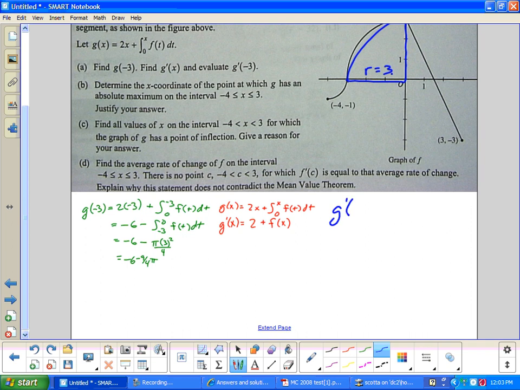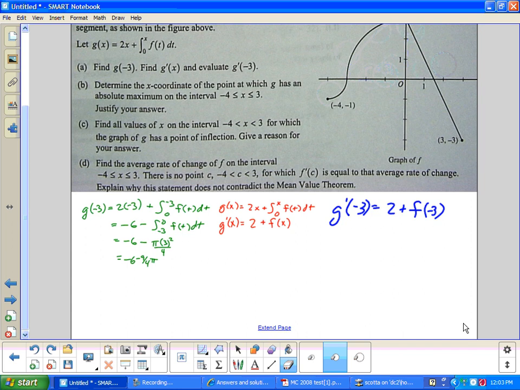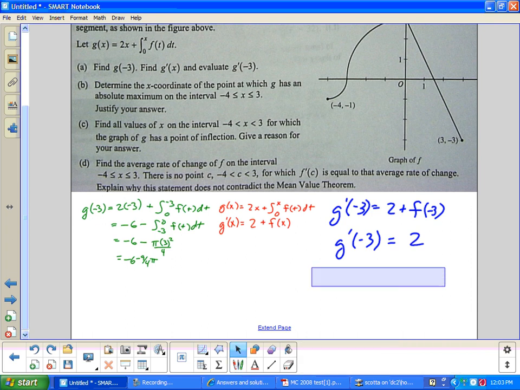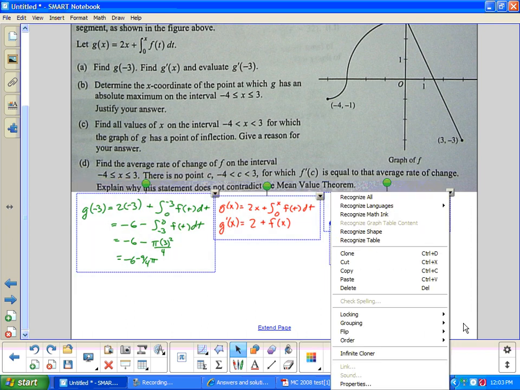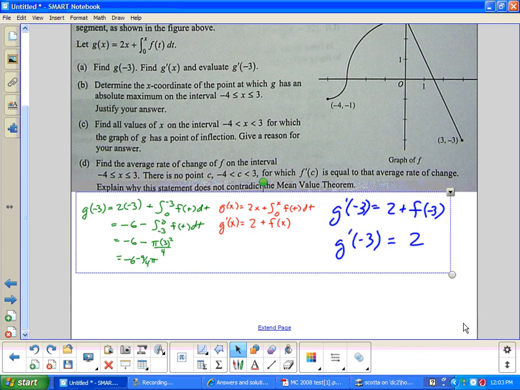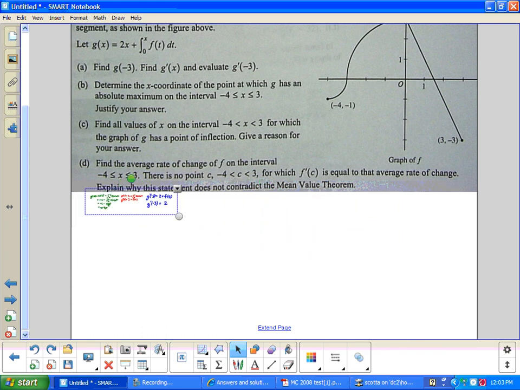So g prime of -3 equals 2 plus f of -3. And we go up and look at the graph, it's just 0. So 2 plus 0, I get g prime of -3 is 2. Okay? And just like that fast, we have 3 points. That is 3 points in that problem. That goes right there with letter A.